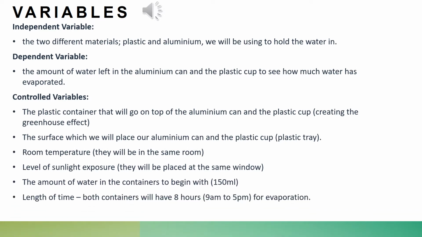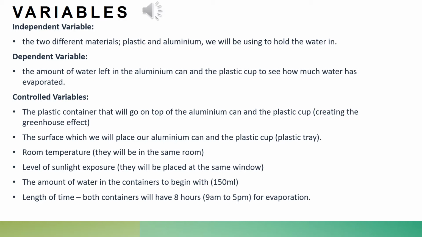Variables. Independent variable. The independent variable is the two different materials, plastic and aluminium, we will be using to hold the water in. The dependent variable is the amount of water left in the aluminium can and the plastic cup. This will inform us how much water has evaporated.